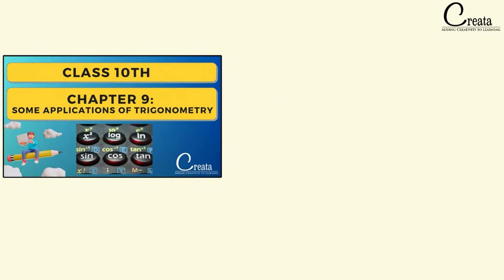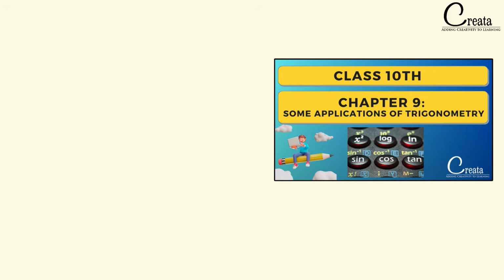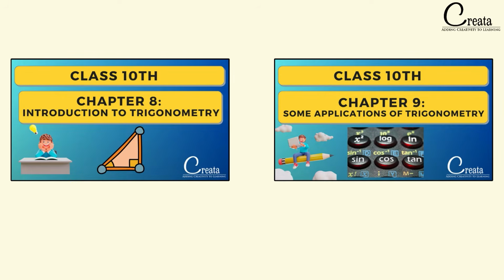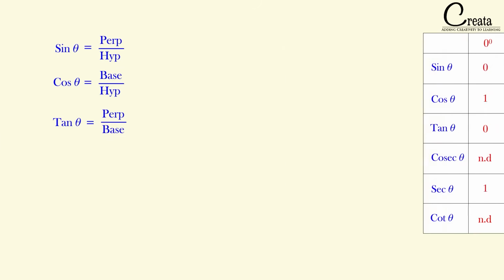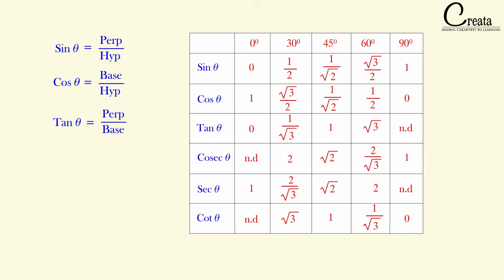The chapter Some Applications of the Trigonometry is an extension of the previous chapter, chapter number 8, Introduction to Trigonometry. The concepts of the previous chapter are also applicable in this chapter. So firstly, let's understand what concepts of the previous chapter will also be applicable in this chapter. First, these are the trigonometric ratio formulas that will be used, and this is the trigonometric ratio table that will also be used in solving the questions.